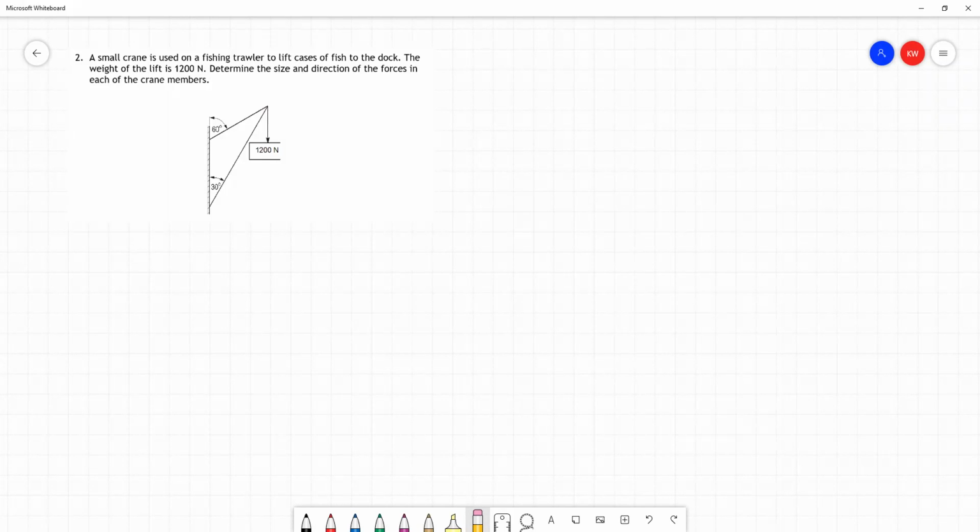This is question 2 from the triangle of forces tutorial sheet. And in this question, we're doing something slightly different than we did in question 1 from the sheet. In question 1, we were given the values for 2 forces that were acting and asked to find the third. In this question, we've been asked to do something different, as I said. We've been given the value of 1 force and asked to find 2 of the others.